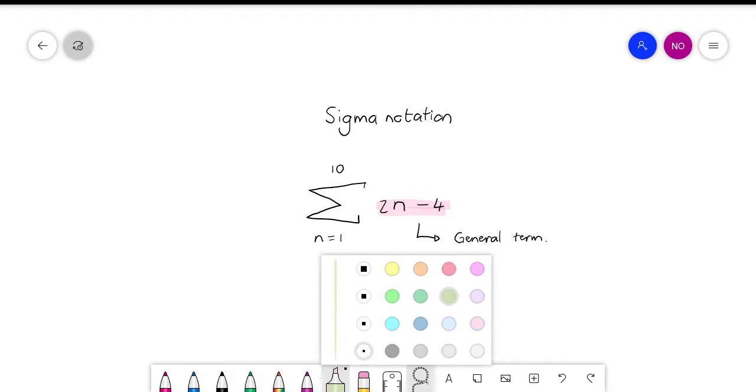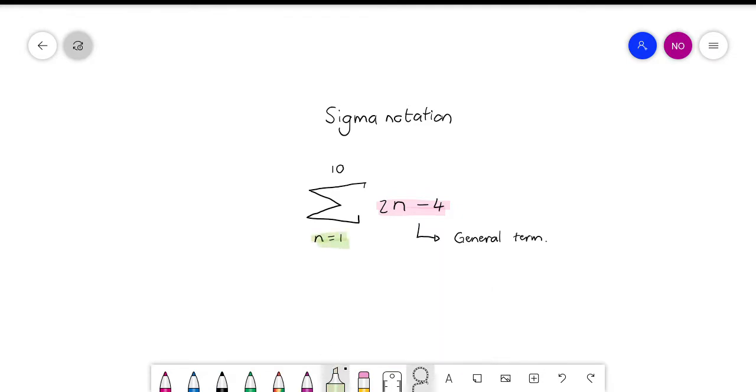Okay, second part is here at the bottom. This gives us the lower limit. Meaning that the first term of my sequence, n will be 1. I'm going to show it to you guys now. Say it for yourself in Afrikaans.